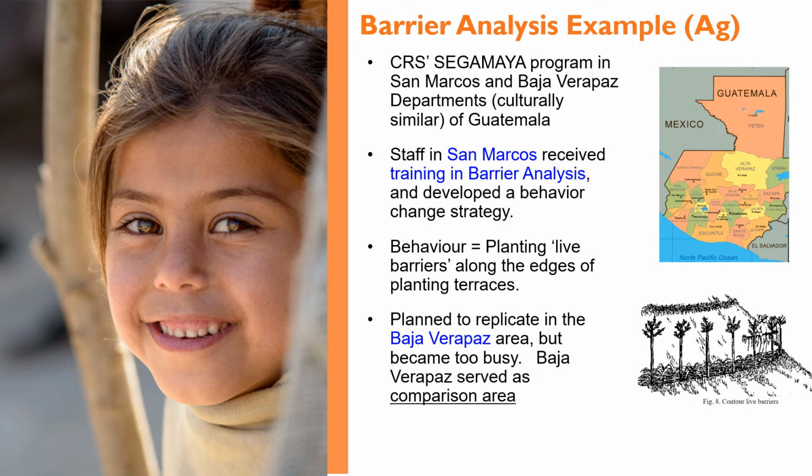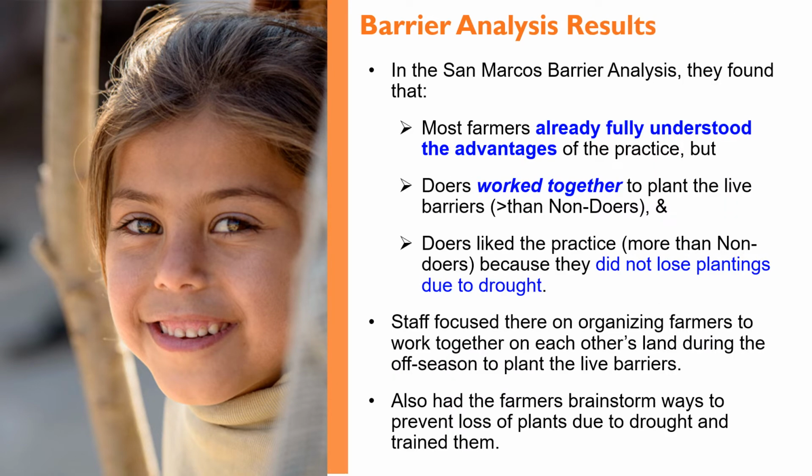CRS had already been trying to get people to adopt this practice for years, yet very few people adopted the practice, despite the fact that it only required labor and local free plant material. They did the barrier analysis study in San Marcos, and they had planned to do it in the other department, but got too busy. And what that allowed them to do was to see if it made much of a difference to use barrier analysis and apply the findings. Baja Verapaz served as a comparison area to examine the results of using BA.